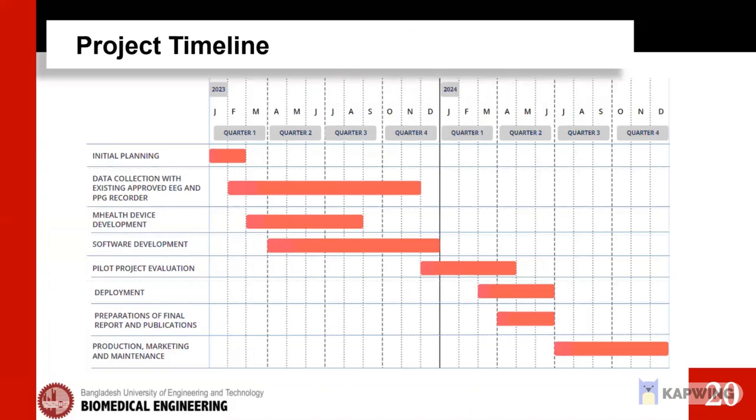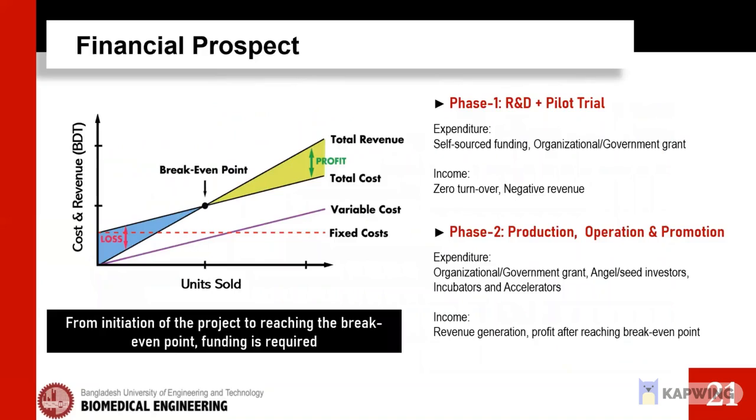Here, we can see a Gantt chart spanning 2 years. The previously discussed major work modules with approximate durations are graphically represented so that we can set targets and track the progress with ease. Let me now focus on the financial prospect of our project.